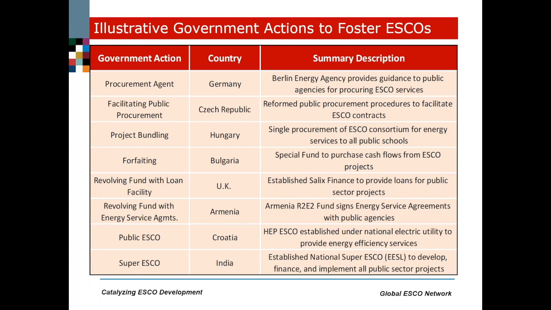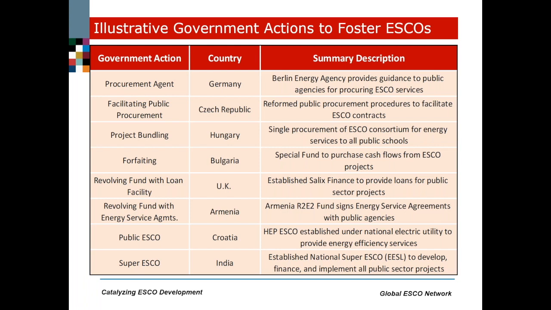Facilitating public procurement. The Czech Republic reformed their public procurement laws and procedures to allow specifically for ESCO contracts with public agencies. I mentioned project bundling. In Hungary, there was a single procurement of ESCO services for all energy services to public schools. This was like a $250 million contract won by a competitively bid ESCO consortium, under which they could provide lighting and other services to all public schools.